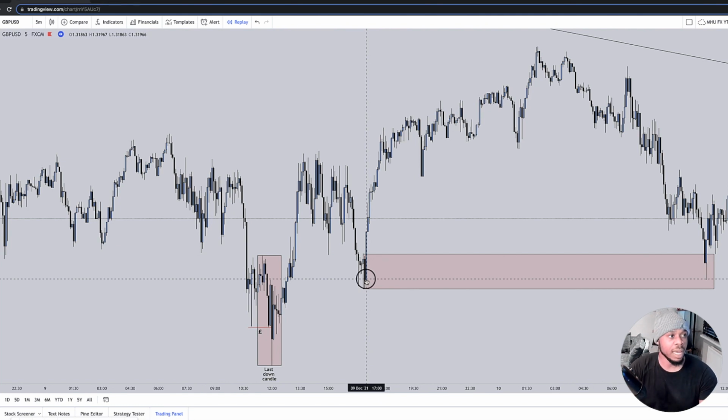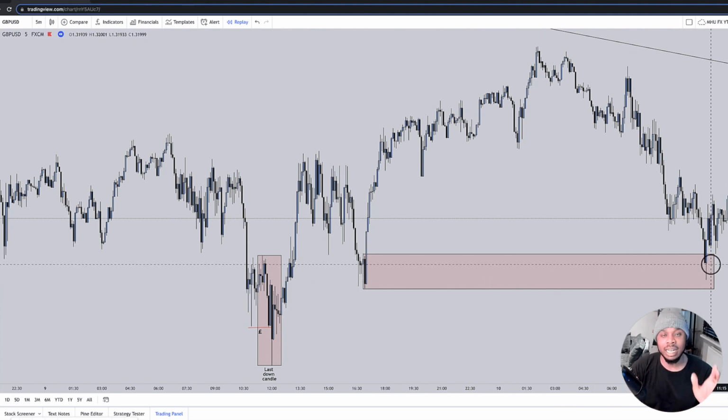It was like 5 p.m. I don't trade at 5. I don't look to enter new trades at 5 p.m. But when it came back down the next day during the London session, that's when I entered into the second trade and took it to the upside.